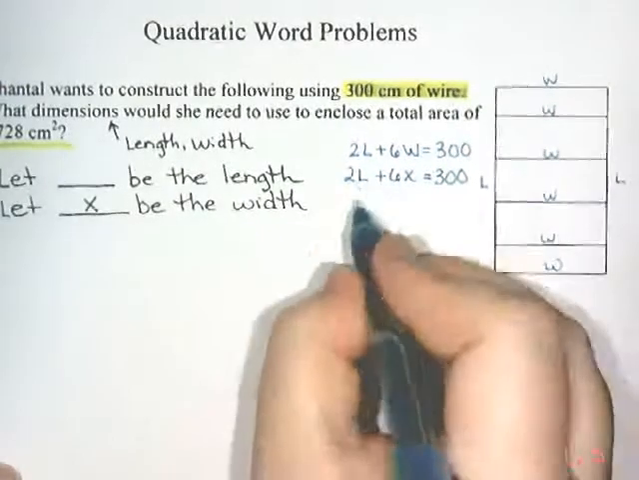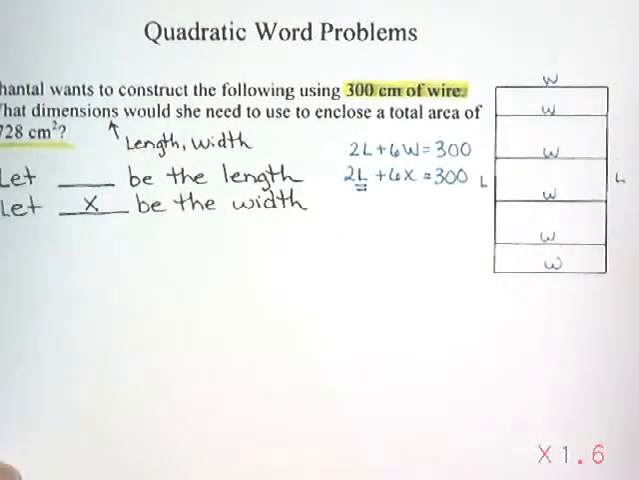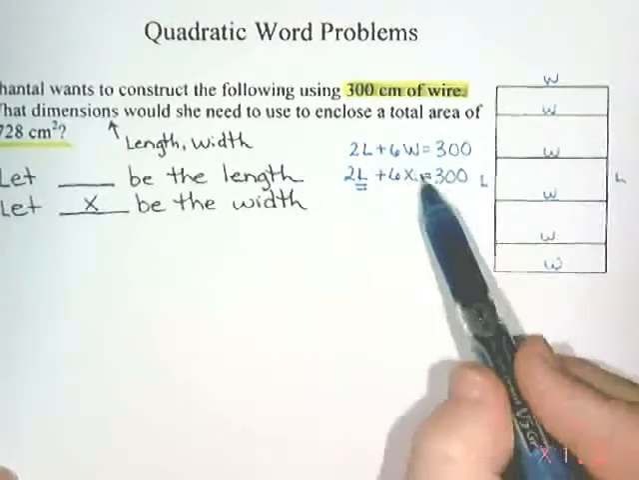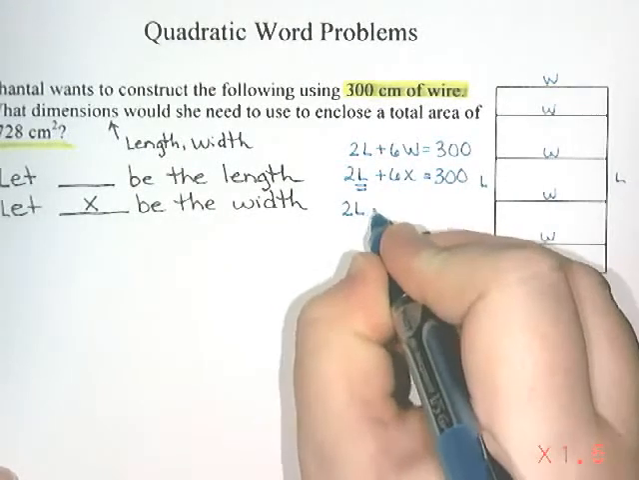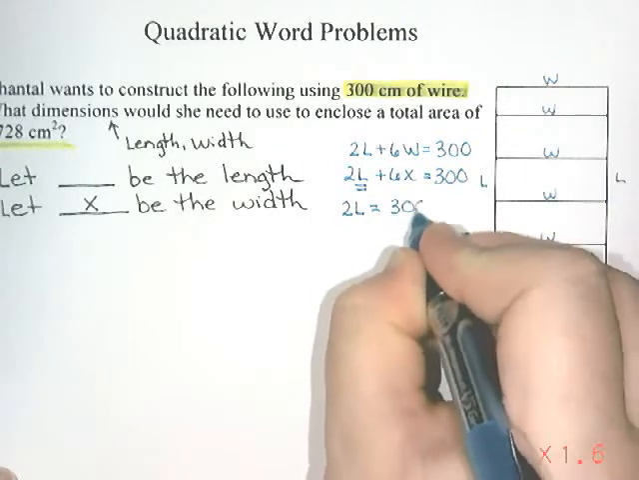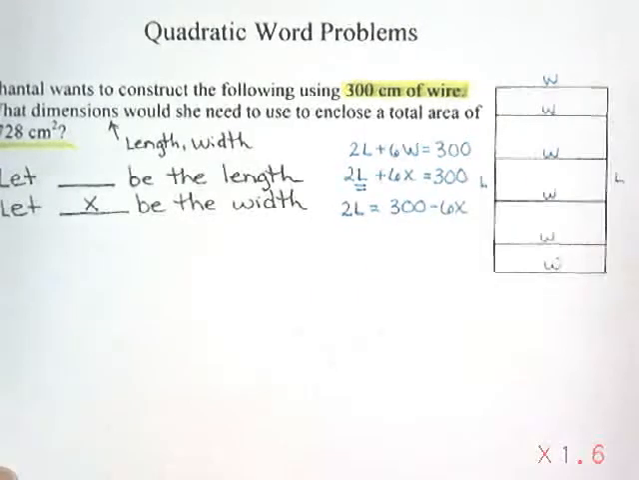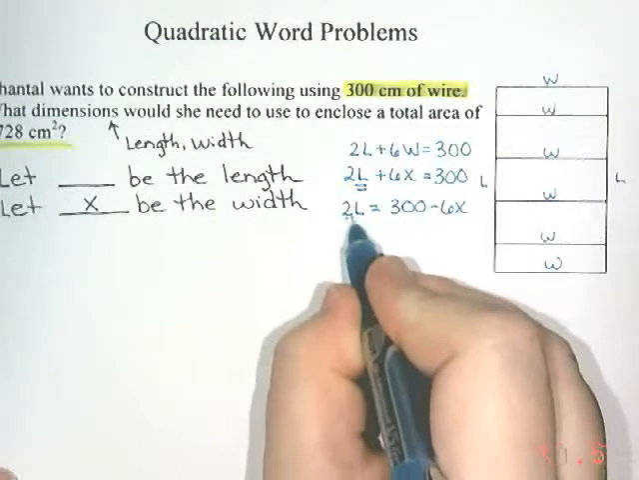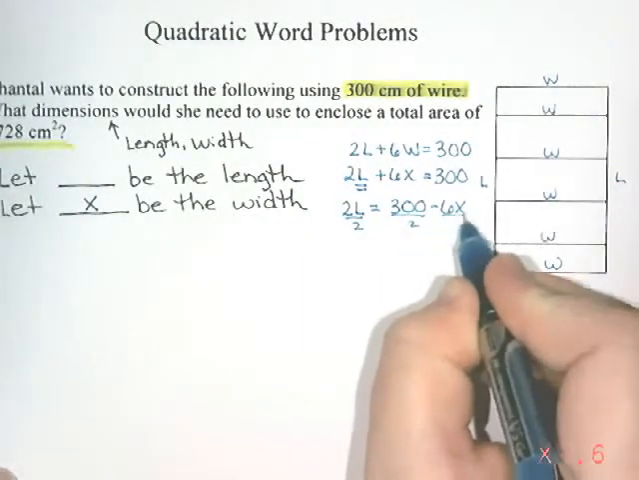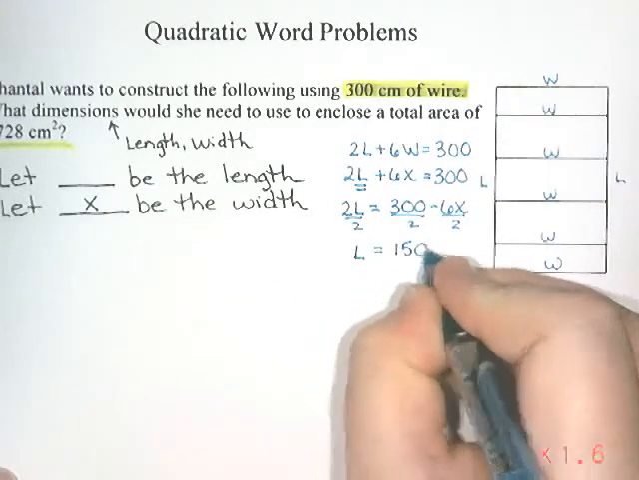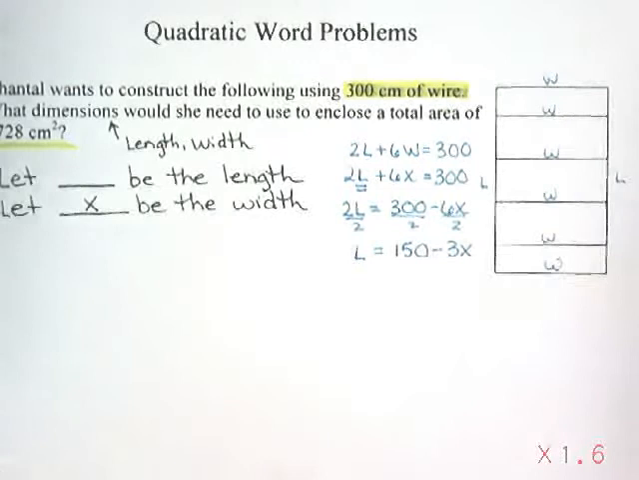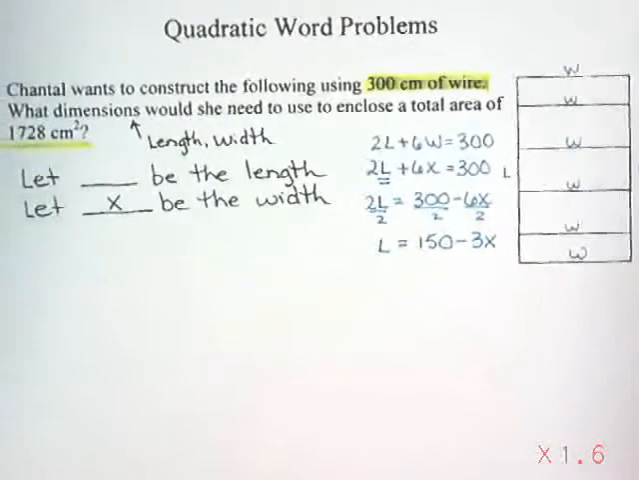And now all I want to do is come up with an expression for the length. So I'm going to rearrange the equation to get L all by itself. So I will start by taking the 6x to the other side by subtracting. So I get 2 lengths equals 300, take away 6x. And then we're going to divide everything through by 2 to get that the length is 150 minus 3x. So I'm going to let the length be 150 minus 3x.